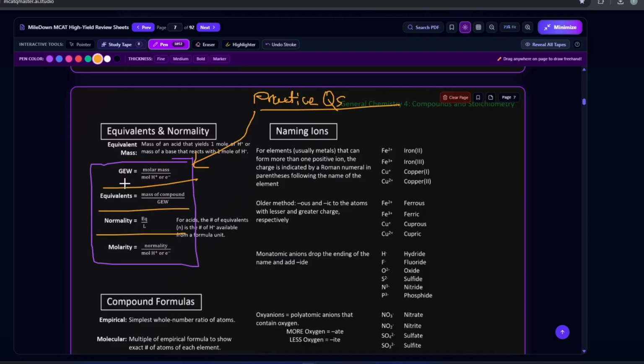But the other key thing about these formulas is that you need to learn GEW first before you learn about equivalence, because equivalence involves the calculation of GEW. You need to learn to calculate equivalence before you calculate normality, because equivalence is literally the numerator of normality over here, right? You need to learn to calculate normality before you even calculate for molarity. So it's like this build up. So you learn GEW first, equivalence second, normality third, and molarity fourth.